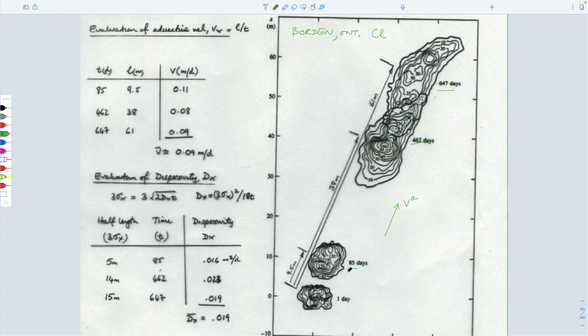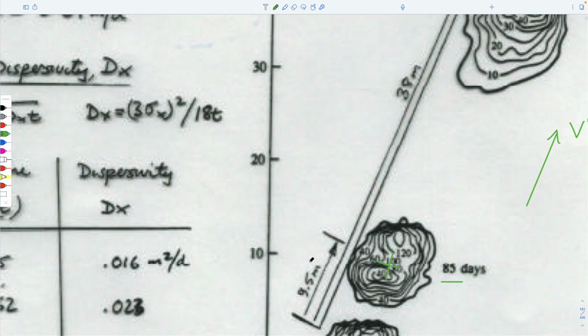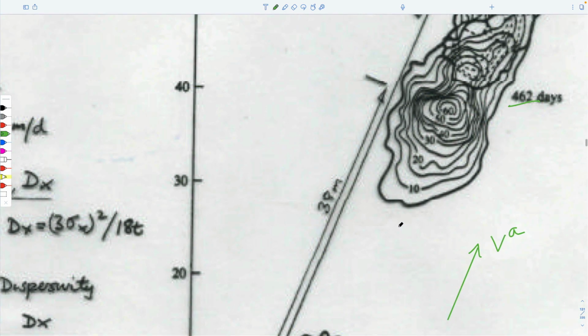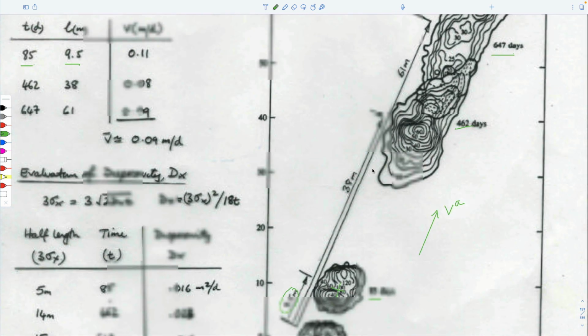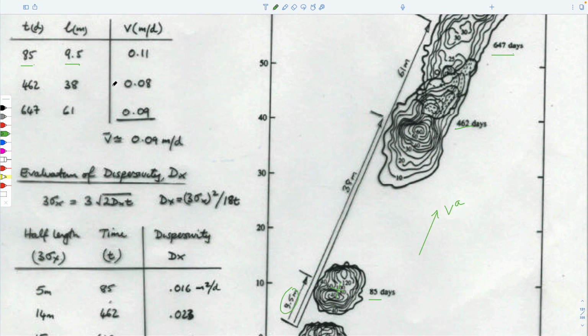And what we could do is we could take the center of mass of each of these plumes. So after 85 days, the length it's traveled down gradient has been 9.5 meters, which is this. After 462 days, it's gone down 38 meters, etc. So we can tabulate each of those here.